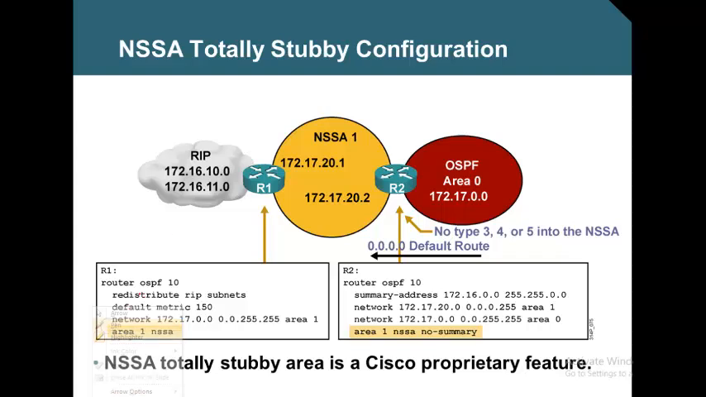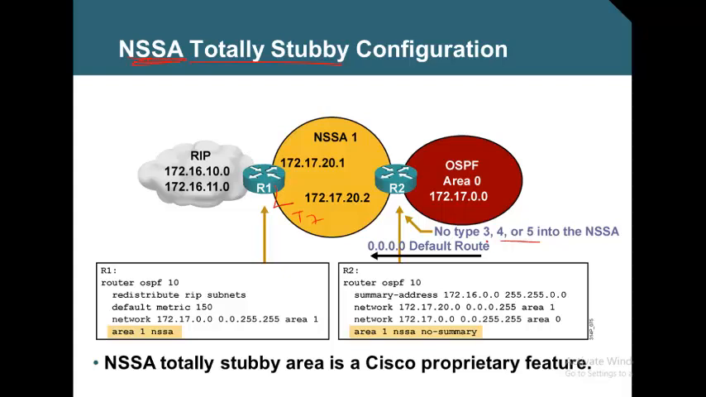We learn not so stubby area will deny type 4 and 5 coming in from outside the area, and the local ASBR will be sending us type 7. We saw that. When you make not so stubby area totally stubby, even type 3 will not be allowed.